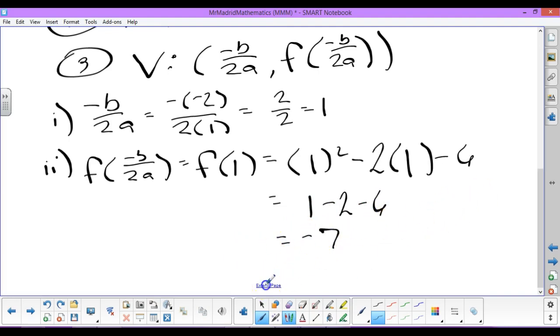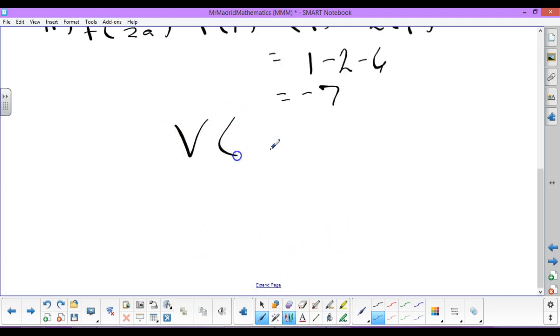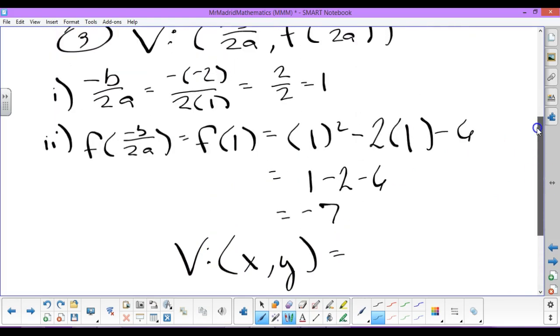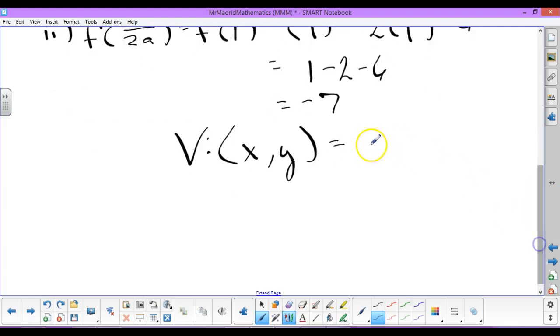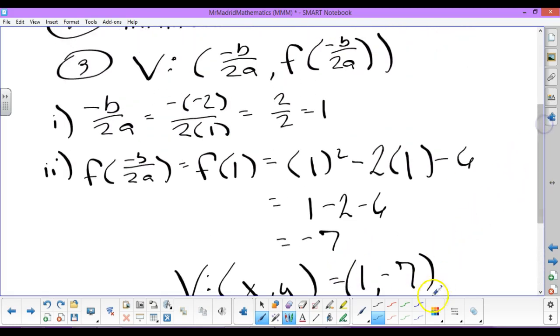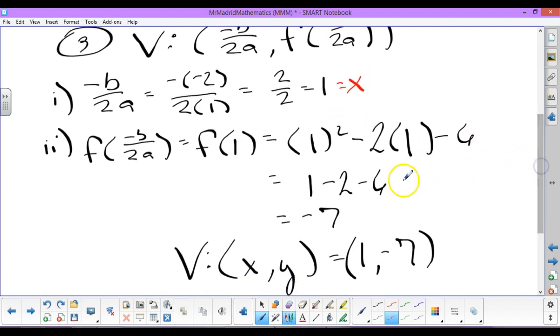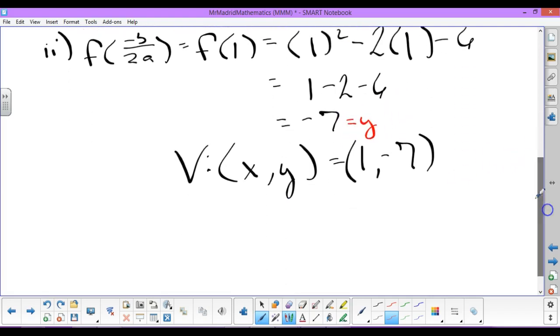Okay, so now I have that my vertex is (x, y), or in other words, (1, -7). 1 and -7. Okay, and while we're at it, this is indeed your x coordinate. You can check that from your notes from yesterday. And this is f of x, or another name for it is y as an equation. Alright, so that takes care of that.